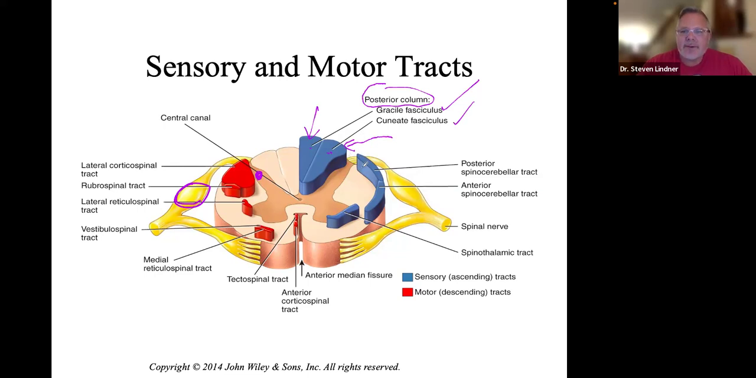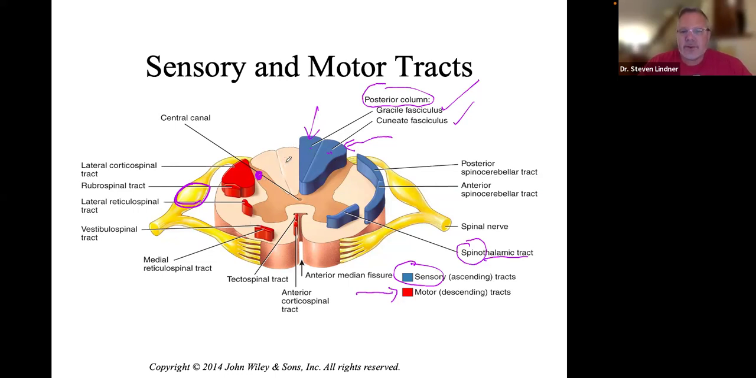What else do we have here? We have spinothalamic tracts. Now, notice everything blue is sensory, and everything on the left side in red is going to be motor. Now, the author in this picture has separated them out so that on the right half, we're looking at sensory tracts, and on the left half, we're looking at motor tracts.